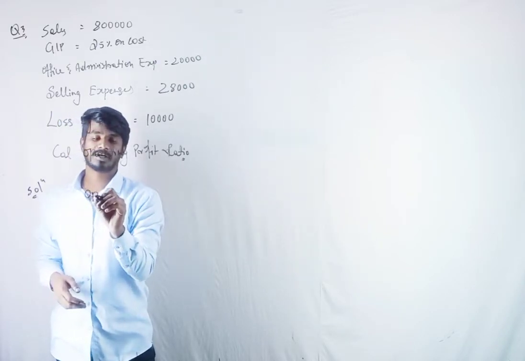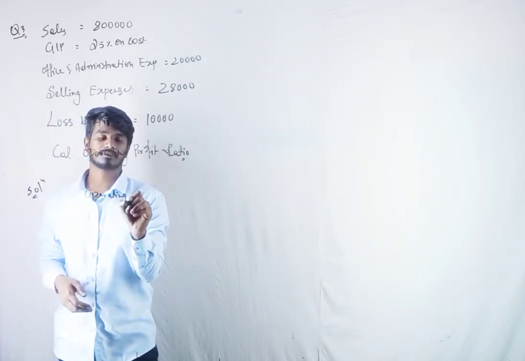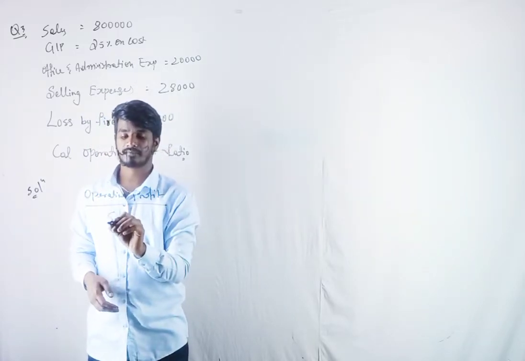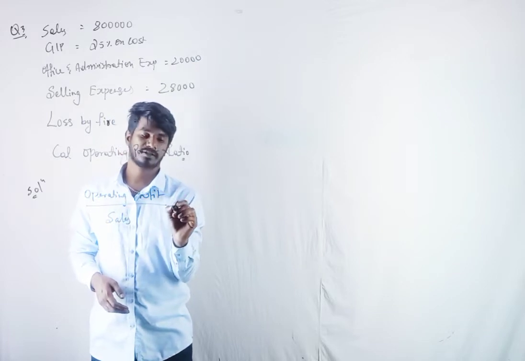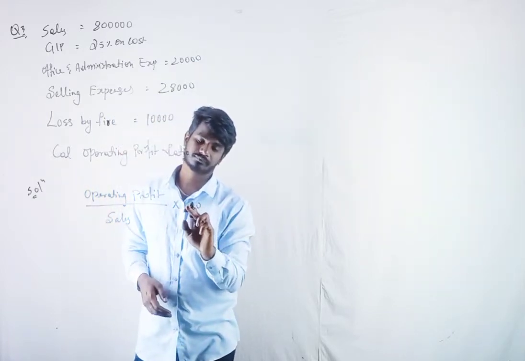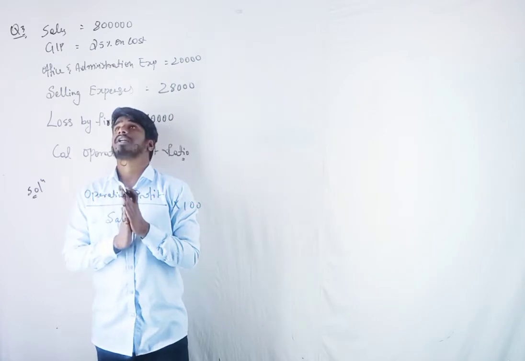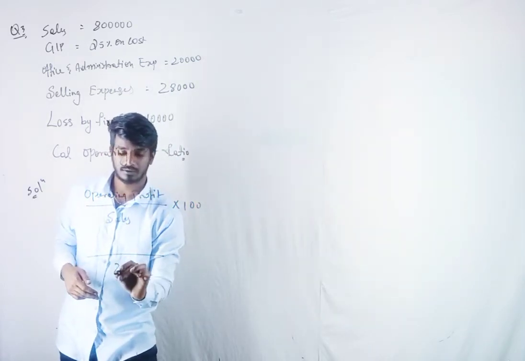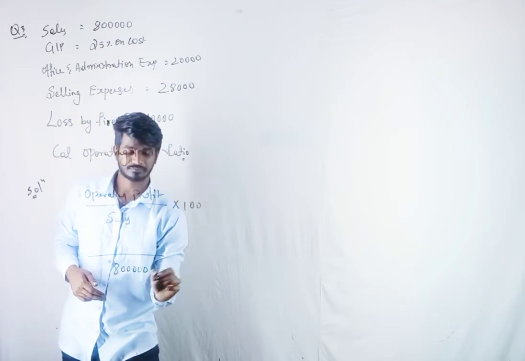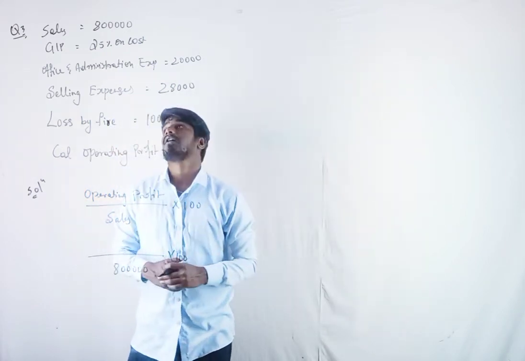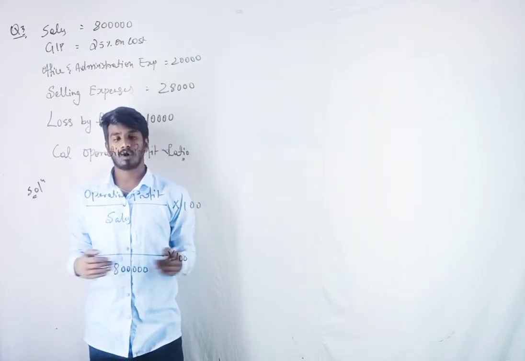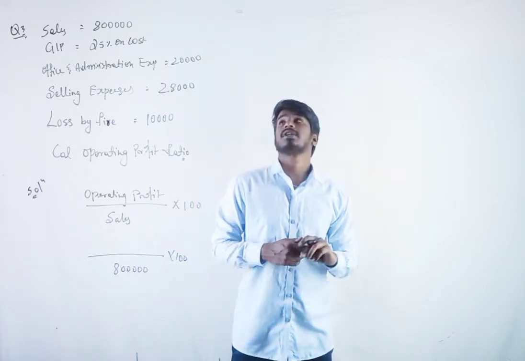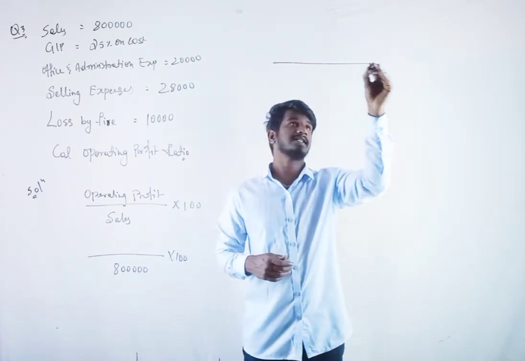Formula: operating profit divided by sales into 100. Okay, straightforward. They have given sales. Okay, we took that. Fine. We need operating profit. What is operating profit? Shall we do the trading account to understand that?